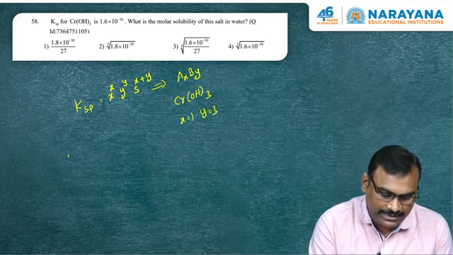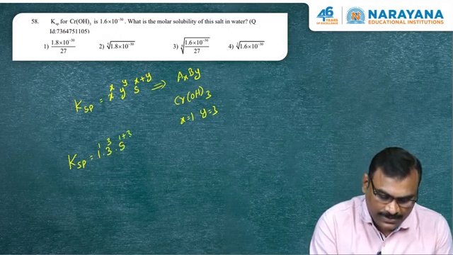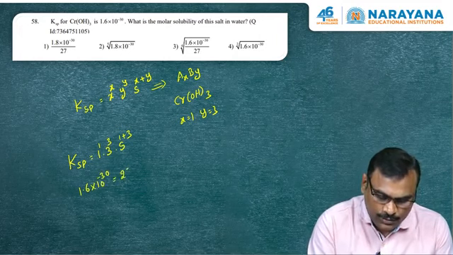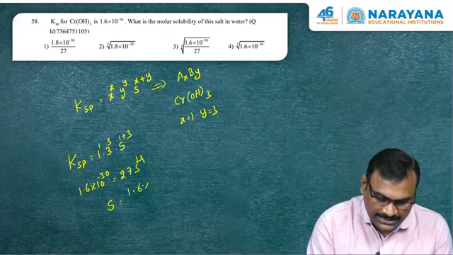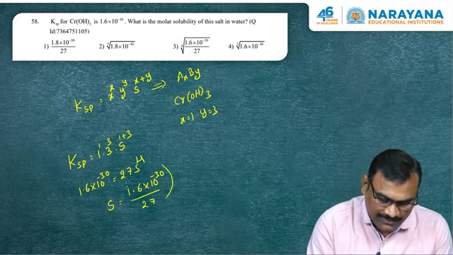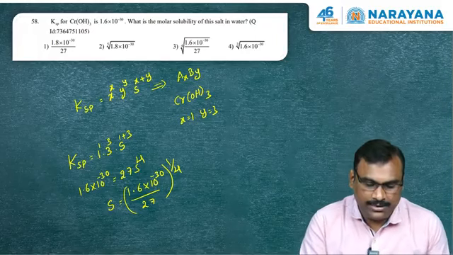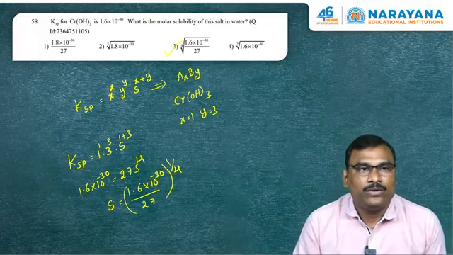is equal to 3, then Ksp is equal to 1 power 1, 3 power 3, s power of 1 plus 3. Already Ksp is given as 1.6 into 10 power minus 30, which is equal to 27 s power 4, then s is equal to (1.6 into 10 power minus 30 by 27) whole power 1 by 4. So, the option is 3. Okay, now go for the next question.